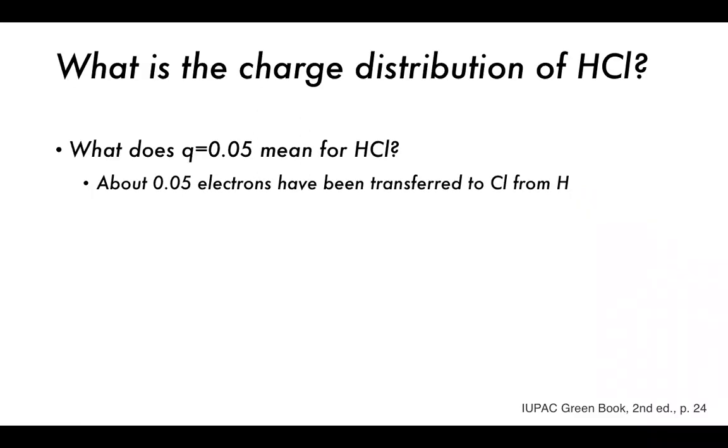So what does this mean for the charge distribution of HCl? Well, what does a Q value of 0.05 mean for HCl? It means about 0.05 electrons have been transferred to chlorine from the hydrogen. So a sizable amount. So what ends up happening is that our dipole moment has moved so that we have somewhat delta negative on the chlorine and a somewhat delta positive on the hydrogen.